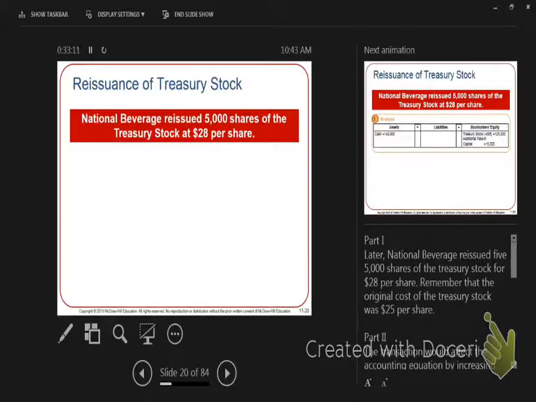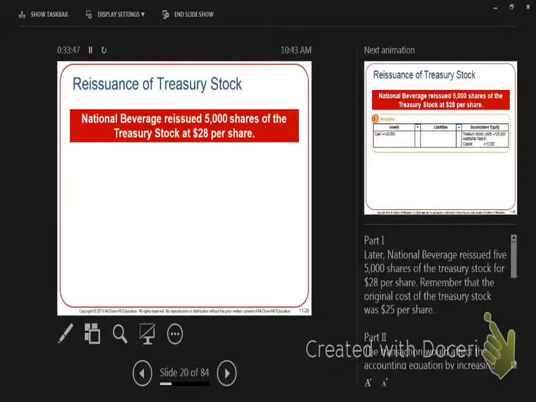Then I have to take it out of treasury stock. Do I do 5,000 times 28? No. What do I do it at? 25. Why? Because that's what I put it in at. If you look at my T account for treasury stock, I have 1.25 million in there. If I take some of it out at $28, I'm eventually going to run out of dollar amount. You take it out at the price you put it in.